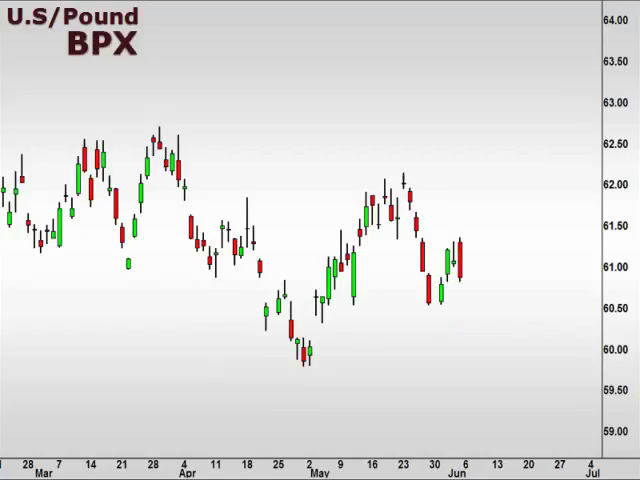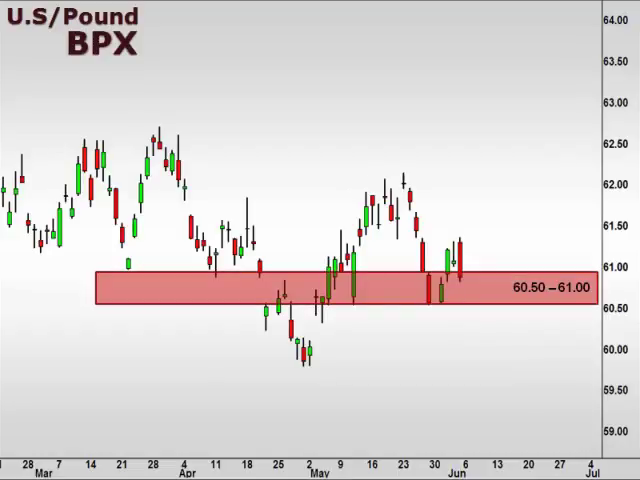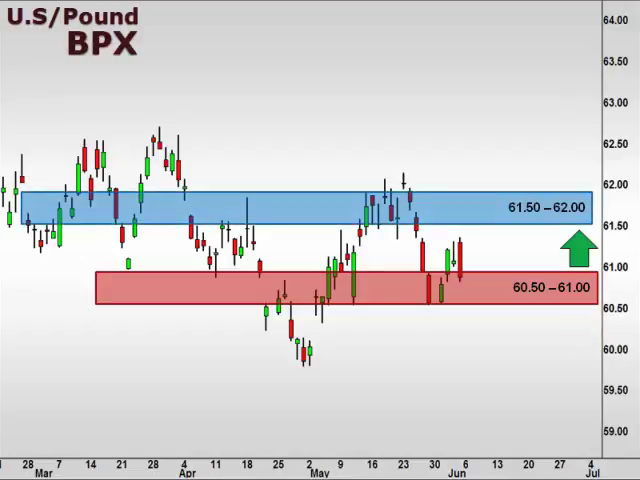Next up, the BPX, the US versus the British pound. The BPX bounced off of the 60.5 support, but reversed on Friday's close, suggesting further weakness. A break below 60.5 opens the window for a continuation to the downside. A bounce at 61 should retest the 61.5, 62 level as resistance.